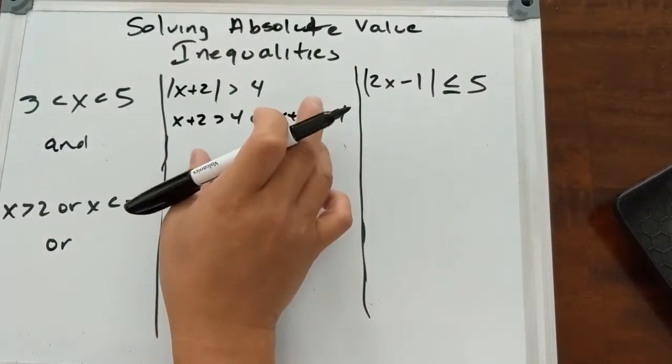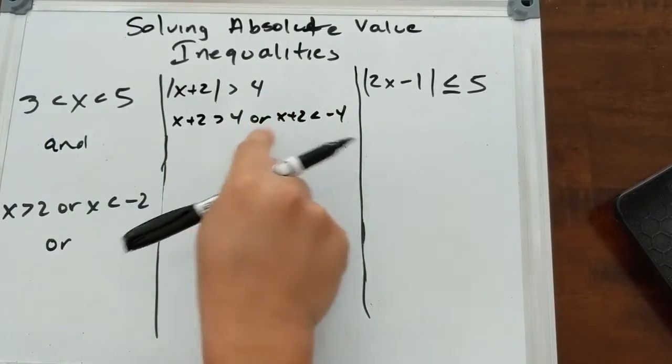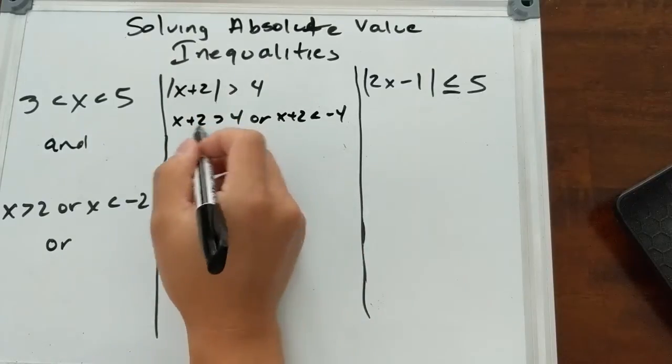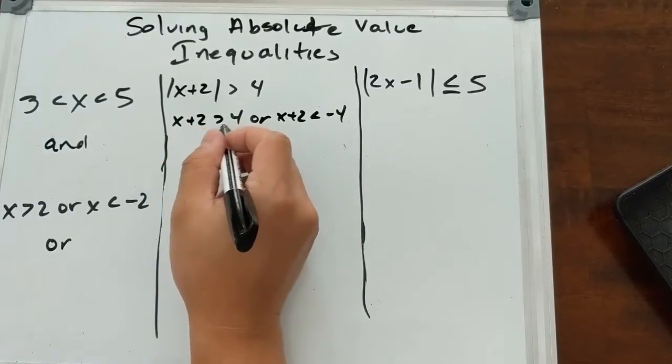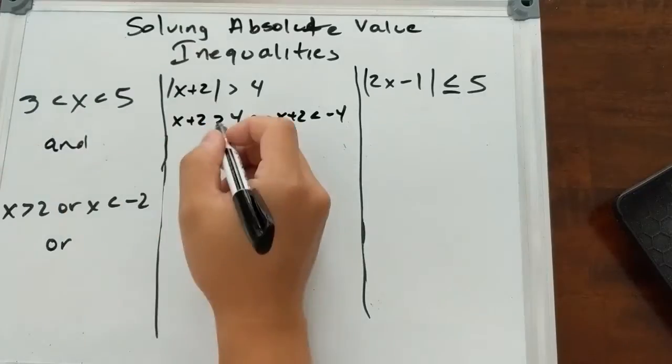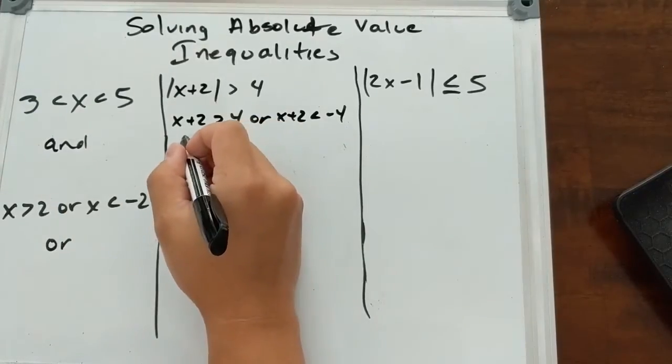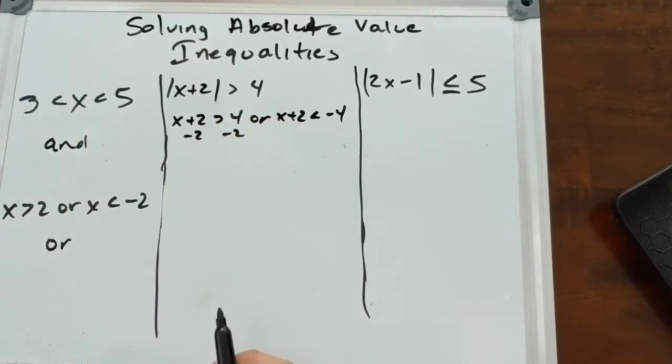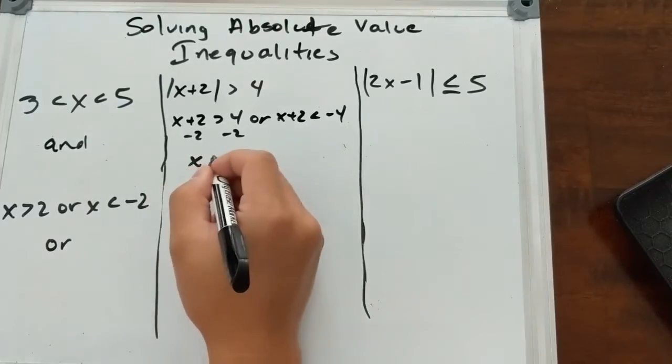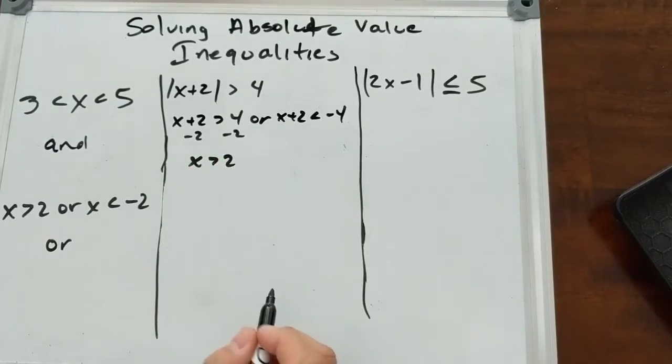And just like what we did in the last lesson, all I'm going to do is solve each of these separately. So I'm going to go here. This says x plus 2. Remember, we can think of this as an equal if that helps us. So equals 4. How am I going to solve that? I'm just going to go minus 2, minus 2. So this says x greater than 2, okay? I can bring my or down.